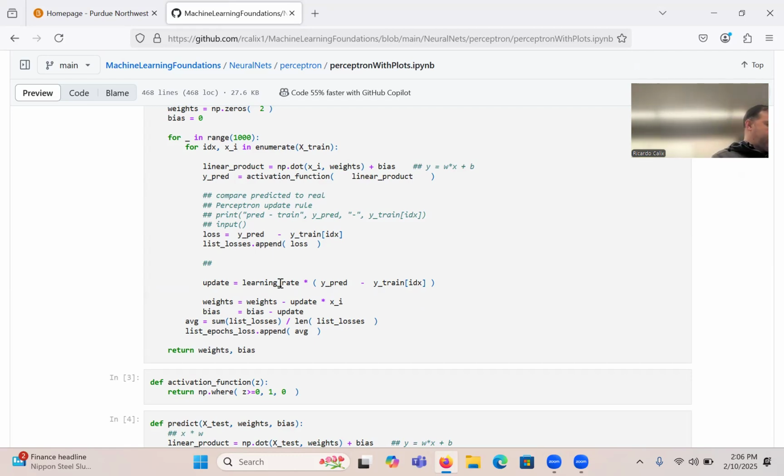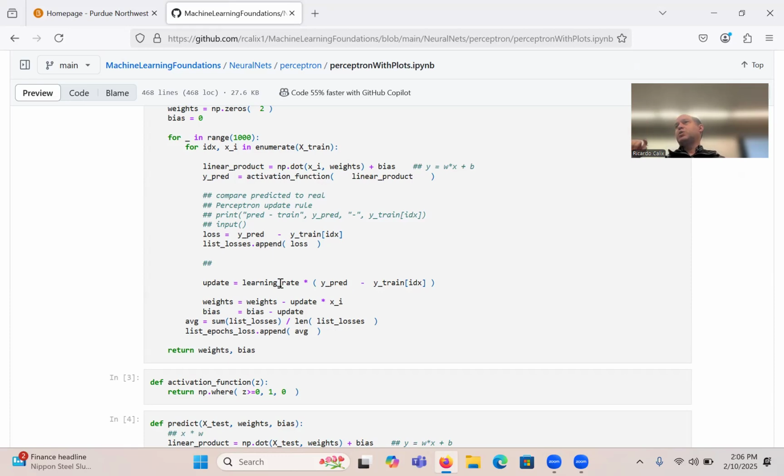Let me get my notes. It's going to have a specific format. And I'll write that down, but it's supposed to be: new weights equal old weights plus a term, which is made up of three things. The learning rate, right?